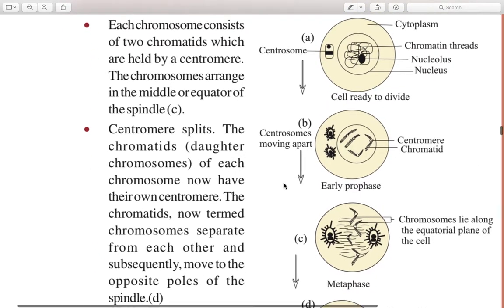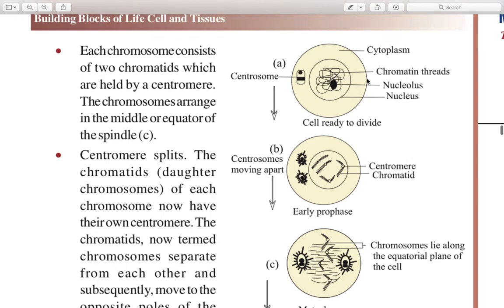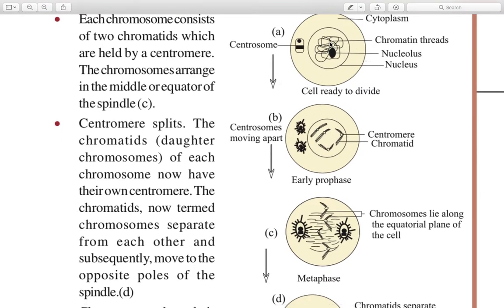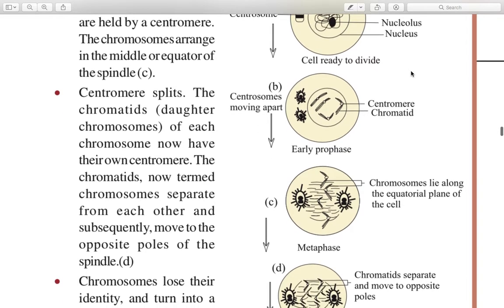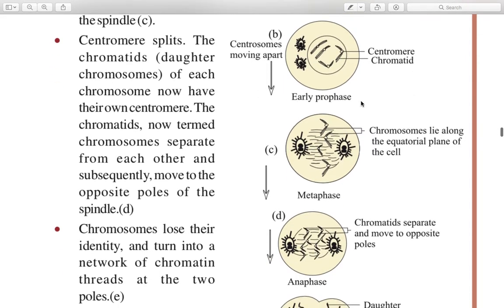Now I will explain through the diagram. Here you can see the cytoplasm, here is the nucleus, and outside you have the centrosome because it's an animal cell. And here you have the nucleolus in the nucleus. The cells are ready to divide. This is called early prophase. Here you have centrosomes moving apart to opposite directions. Here you have the centromere, and the chromatid is the arm.